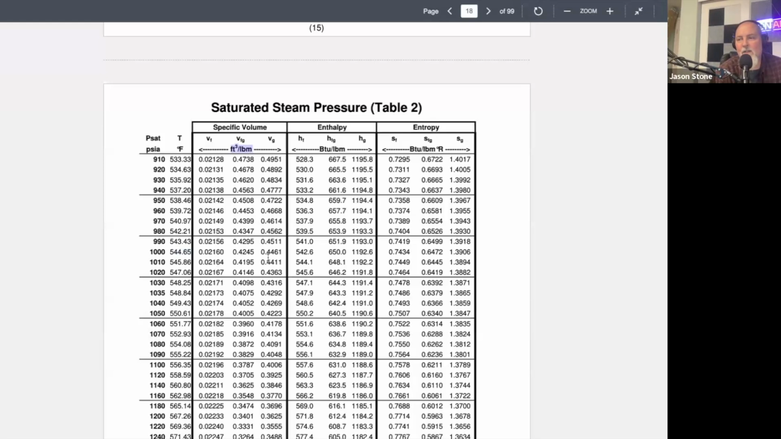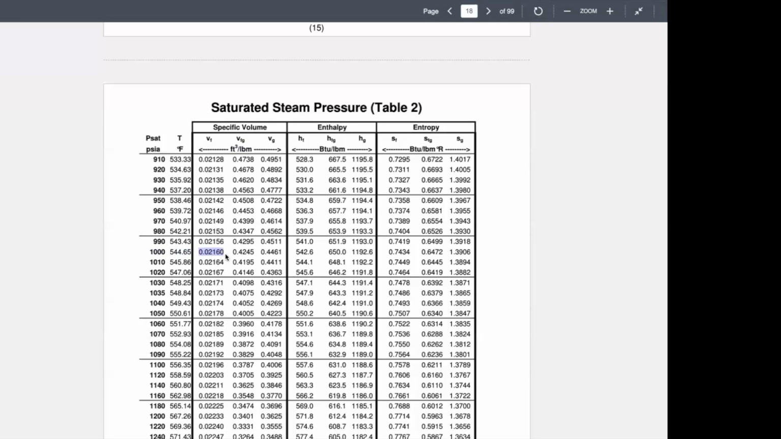So you look at 1000 psia, 400 degrees Fahrenheit. You know it's subcooled, so you know it's completely a liquid. Well, if it's a liquid, then this V sub F is the specific volume for a liquid. And so what's the density? Well, it's 1 divided by 0.02160. It's the inverse of that value of that volume fluid.